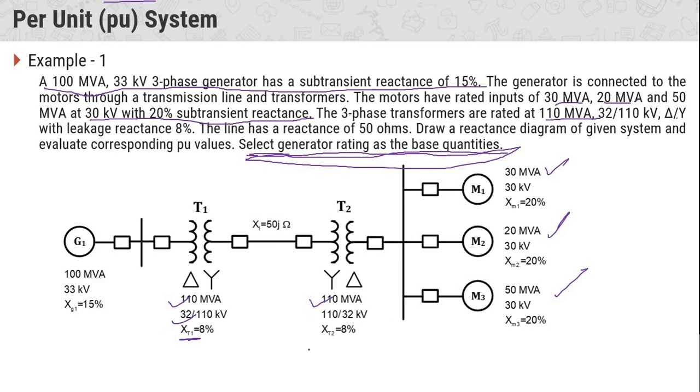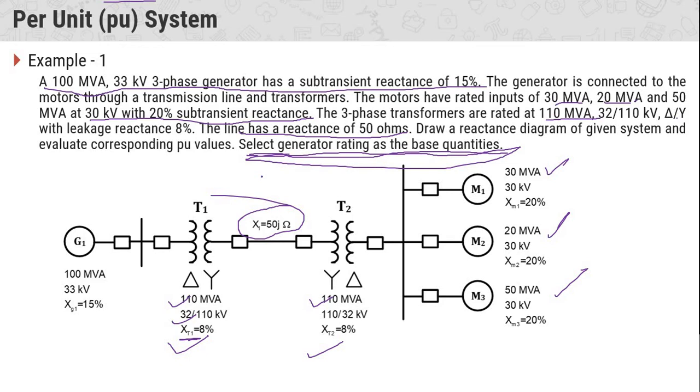It is not given in this example, but we have to write that one is 32 by 110, then the second is 110 by 32, and the percentage reactance is the same for both transformers, and the line reactance is 50 ohm. So here j50. This is the single line diagram and all the specifications written using the question given. Okay, I hope you all understand this.